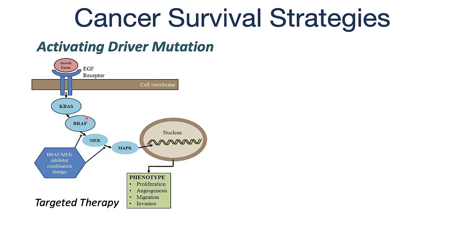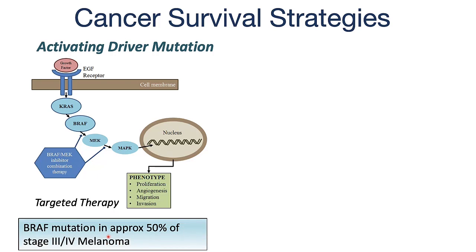So there's no point, for example, inhibiting endothelial growth factor if we have a mutation in BRAF. But if BRAF is mutated, we can inhibit BRAF or MEK and achieve a benefit. And this is what happens in many patients with advanced melanoma. The BRAF mutation occurs in approximately 50% of patients with stage 3 and 4 melanoma, and if this mutation is present, we can treat the patient with targeted therapy.